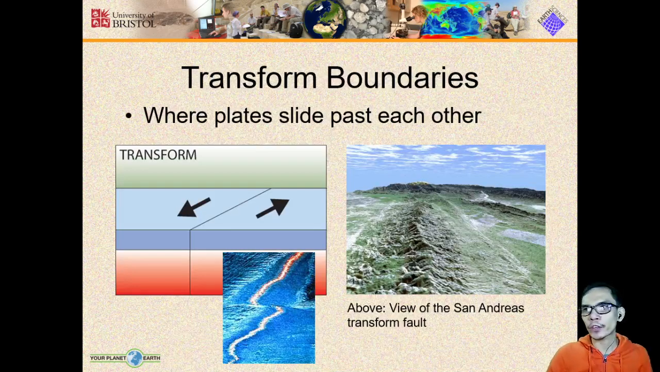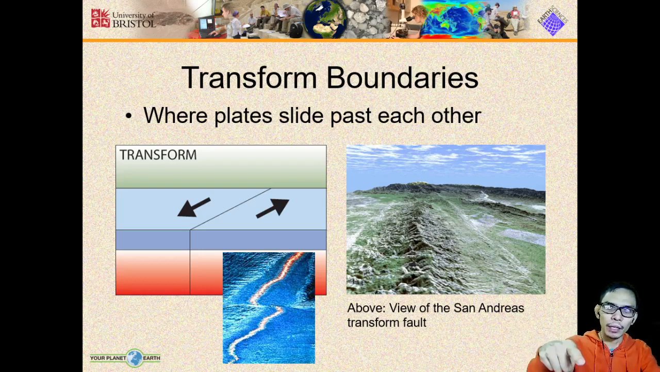So we go now to the third and last plate boundary, which is called the transform boundary. If the convergent boundary is the destructive margin, a transform boundary is a boundary where the plates don't move away from each other and don't move towards each other.